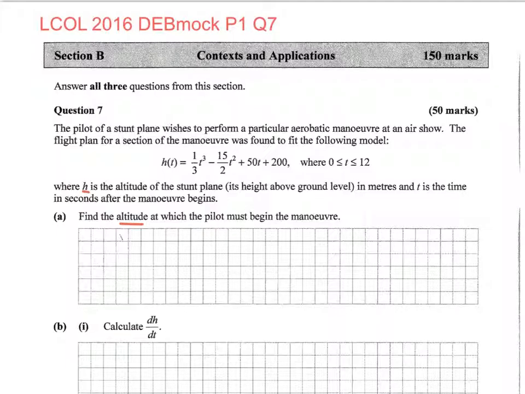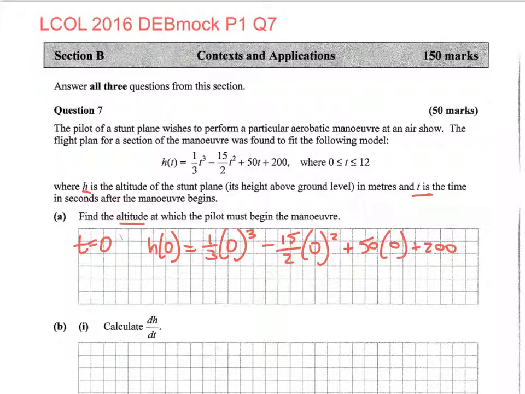So the whole idea about time: t is in seconds after the maneuver begins. The key thing here is to understand that your maneuver begins when t equals 0. So if we substitute 0 into this formula, what do we get? Working through that as a formula shouldn't take too long to realise the answer is 200. The units are meters, so we make sure to put units in, otherwise we lose a mark.